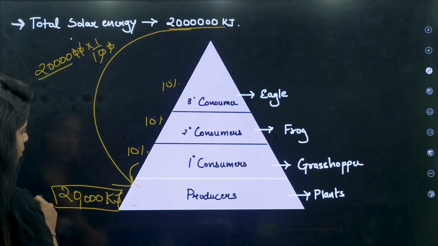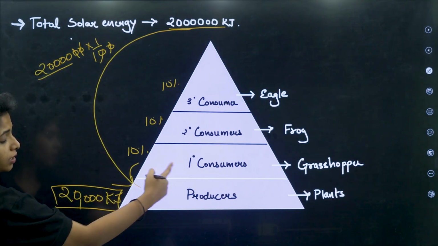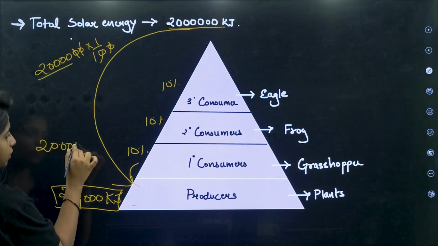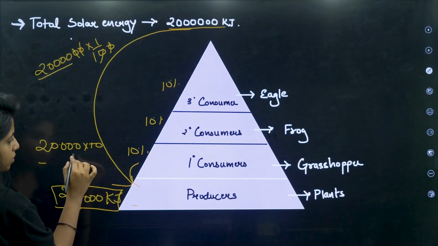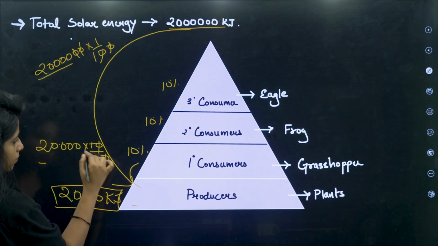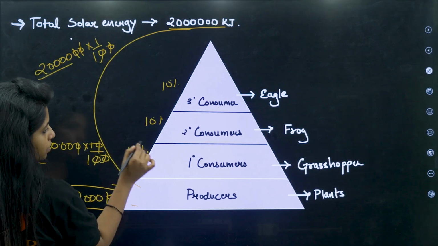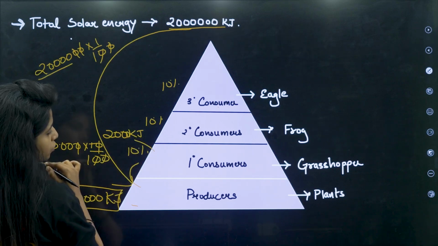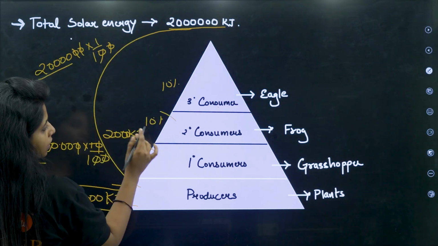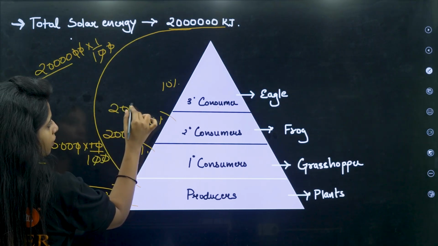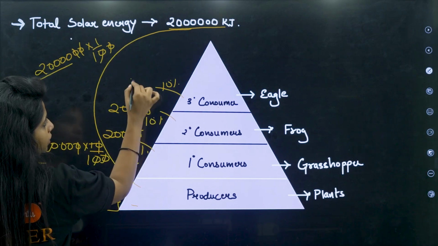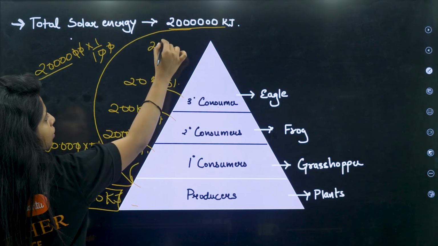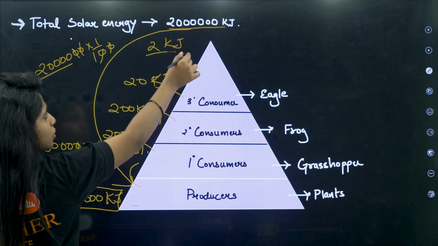Suppose the producer is having 20,000 kilojoules. What is the primary consumer going to have? 10% of 20,000 is 2,000 kilojoules. Now, what about the next one? Again 10%, that means 200 kilojoules. The next one has 20 kilojoules. The next one will have 2 kilojoules. After that, 0.2.